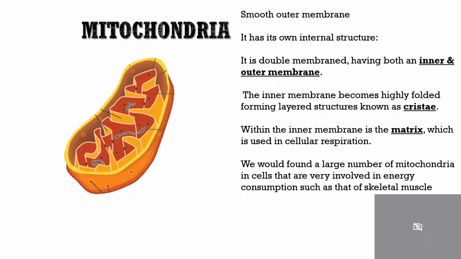The mitochondria has a smooth outer membrane. It has its own internal structure. It is double membraned, having both an inner and outer membrane. The inner membrane, as you can see, becomes highly folded, forming layer structures known as cristae. Within the inner membrane is the matrix, which is used in cellular respiration. We would find a large number of mitochondria in cells that are very involved in energy consumption, such as that of skeletal muscle.